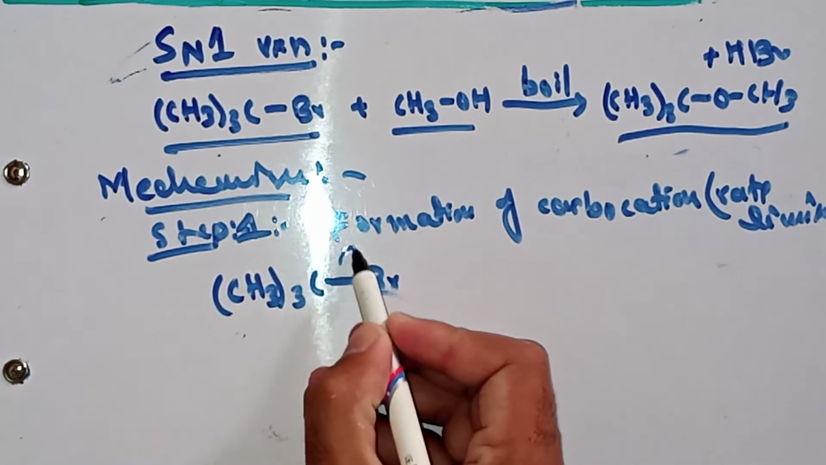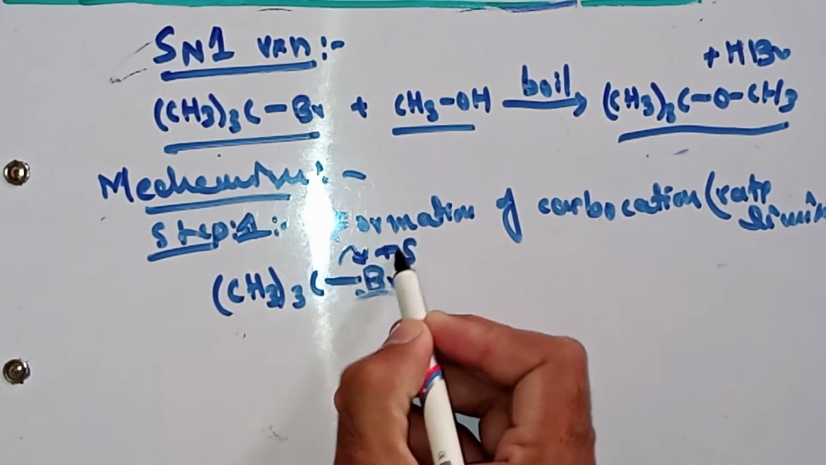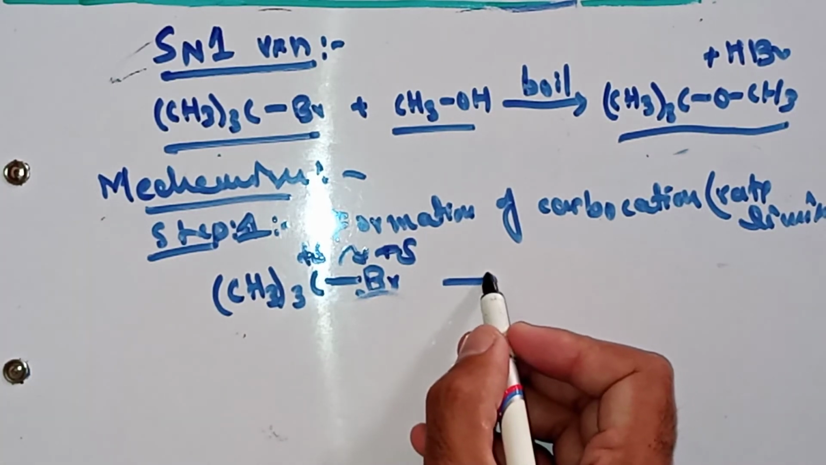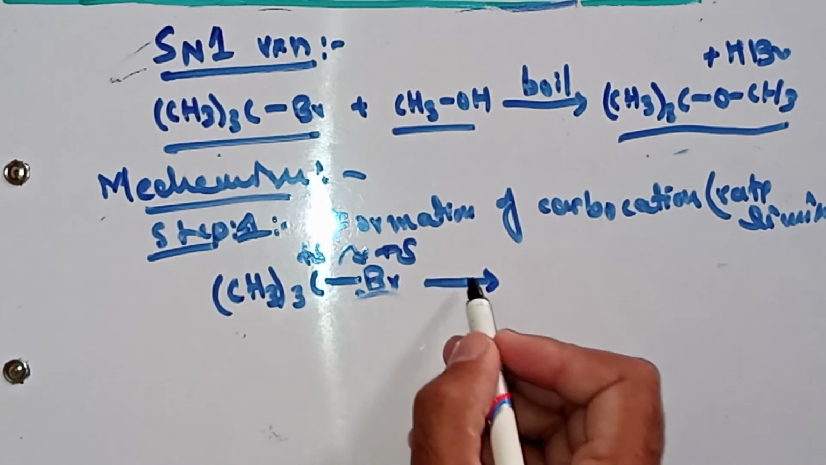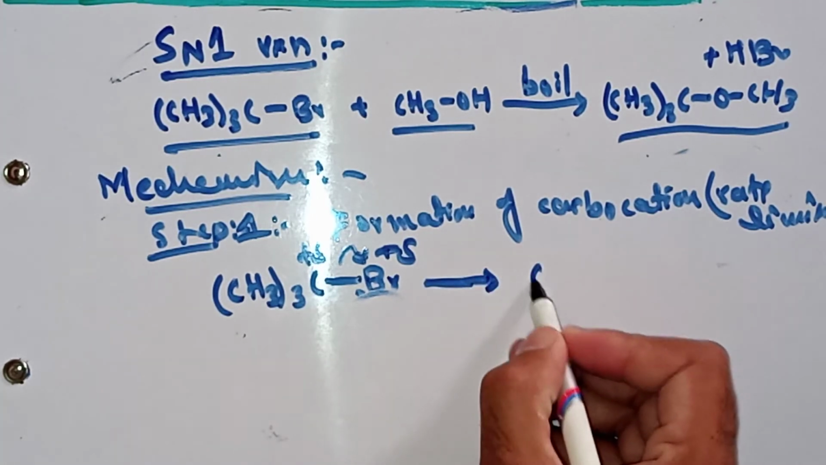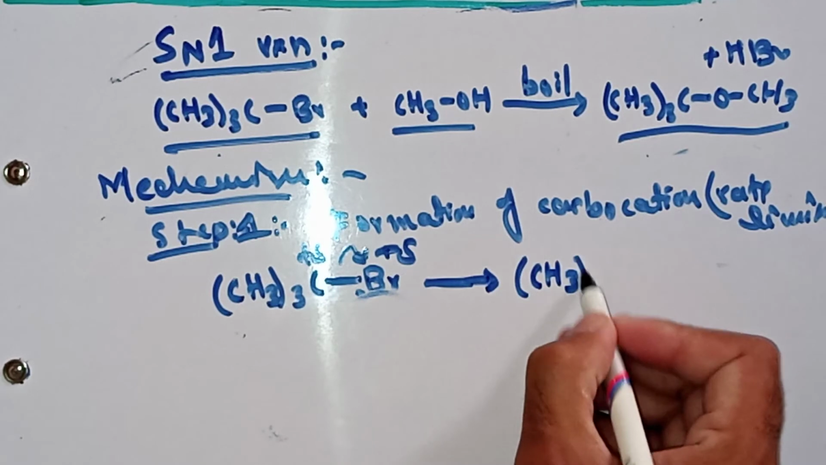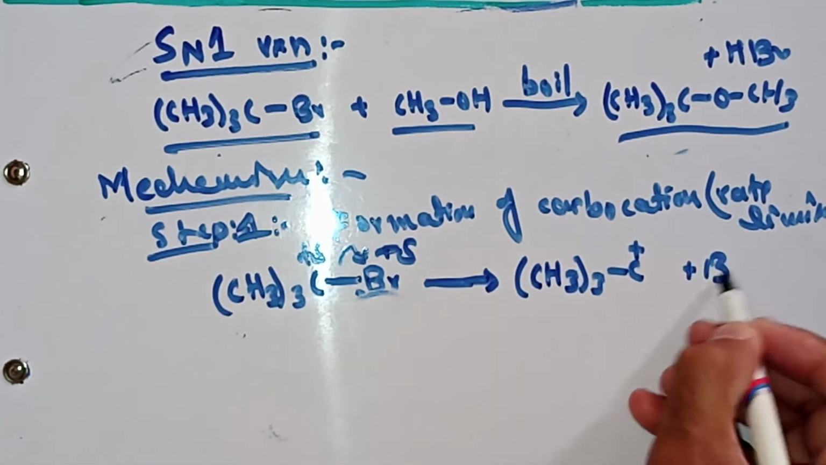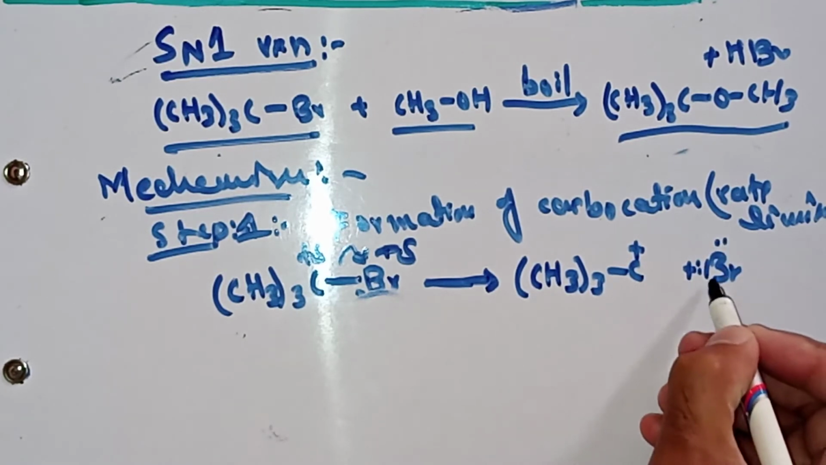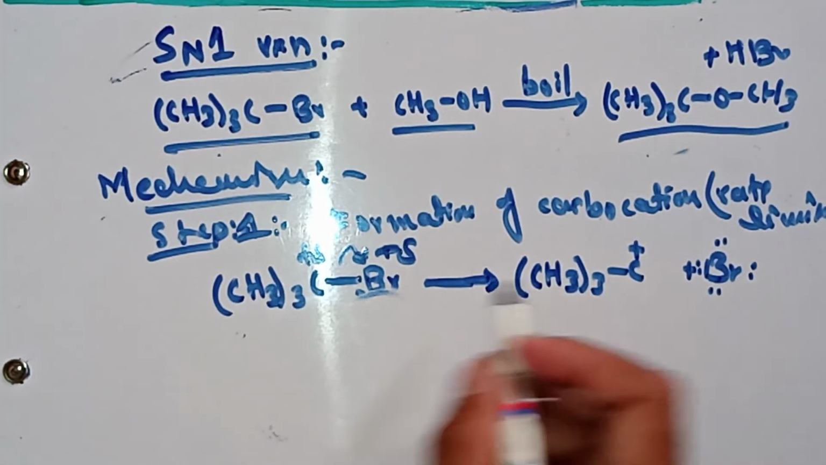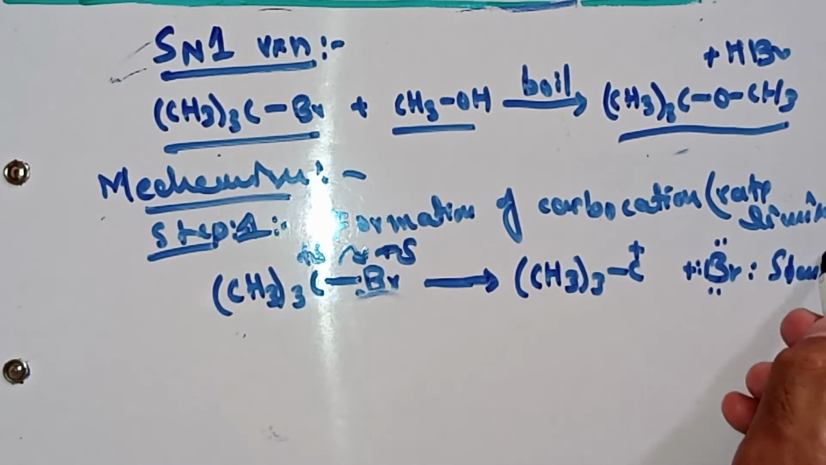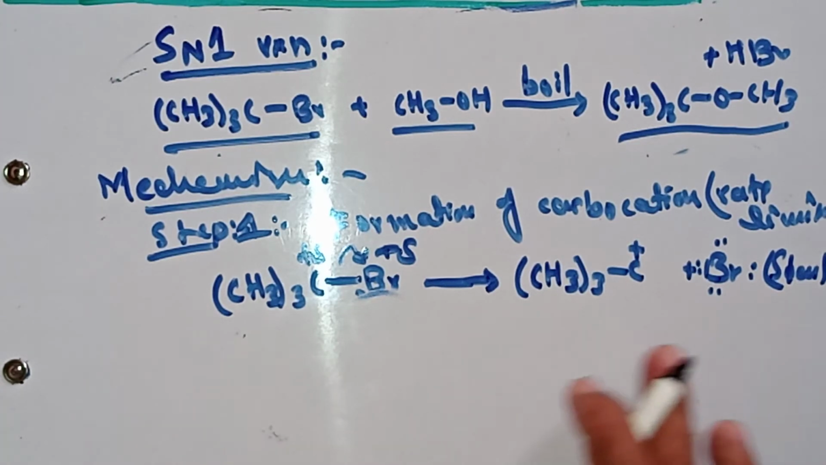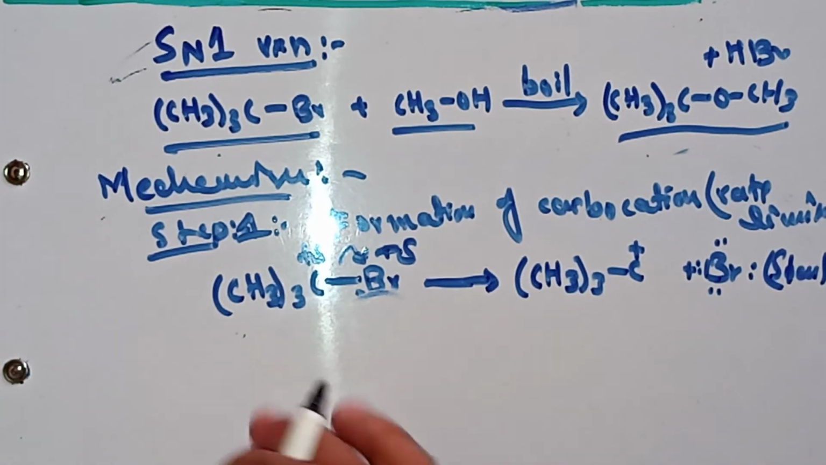So in this case the bromine will be lost, because it has a partial negative charge and this carbon has a partial positive charge. The intermediate produced is (CH3)3C with a positive charge, plus Br with a negative charge. Also, this is a very slow reaction, and we know that the slow step is the rate determining step, so this is the slow step one.